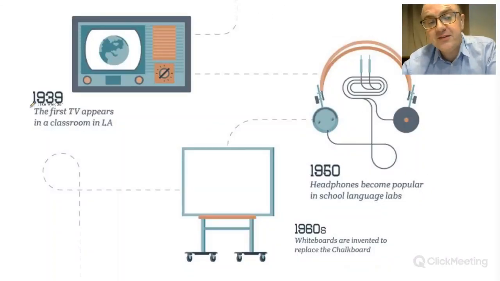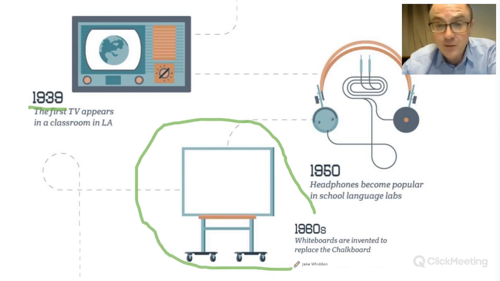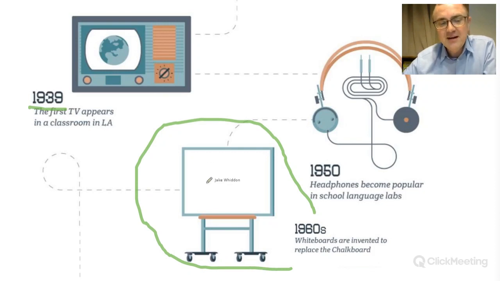Then I was surprised to see this in 1939. First TVs appear in an American school. And then the first headphones. Not till the 1960s did we see the first whiteboards. And that's not IWB, that's just normal whiteboards. So quite late. There were televisions in the classroom before the whiteboard. I would say I think whiteboards have helped me teach just for how quickly you can write, etc.